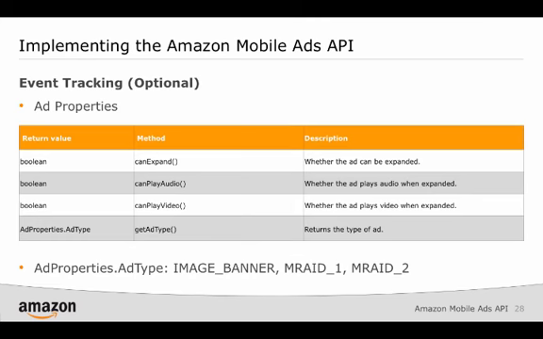Ad properties returned in the onAdLoaded callback can be used to determine the type of ad displayed to the user and whether or not it's expandable. You can also determine whether the ad will play audio or video when expanded. If your app plays audio or video, you can pause and resume playback at the appropriate time by using onAdExpanded and onAdCollapsed.